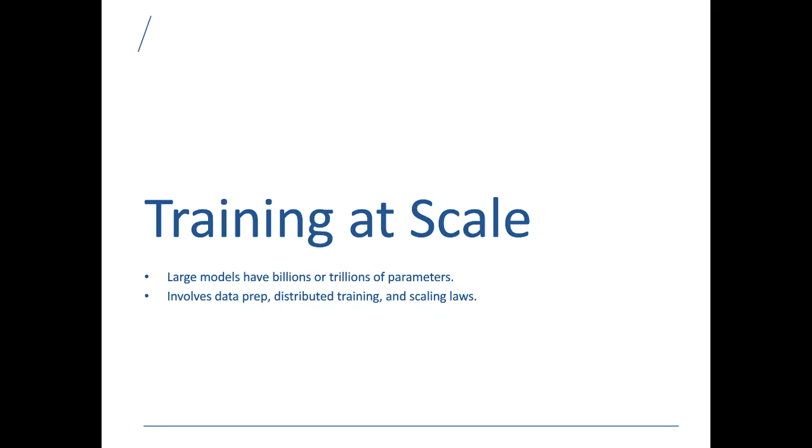Now let's see scaling up, bigger models for better results. Before that, we will discuss training at scale. That is, large models have billions and trillions of parameters. That is why they are termed as large language models. And it involves data prep, distributed training, and scaling laws.